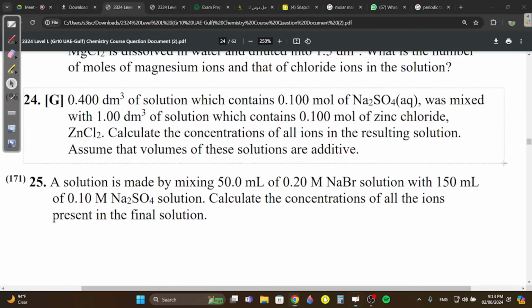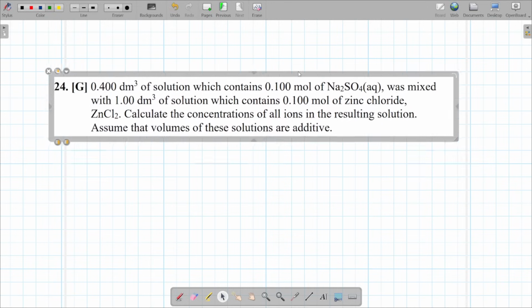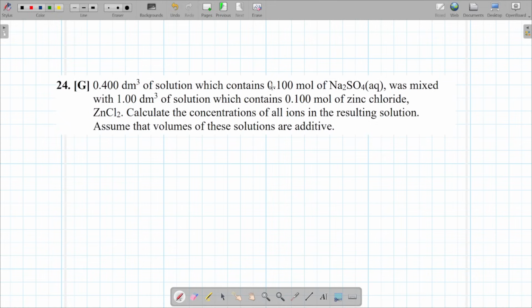Question 24. 0.4 dm cube of a solution which contains 0.1 moles of Na2SO4 was mixed with 1 dm cube which contains 0.1 mole of zinc chloride. Calculate the concentration of all ions. This one you actually have to apply the steps.